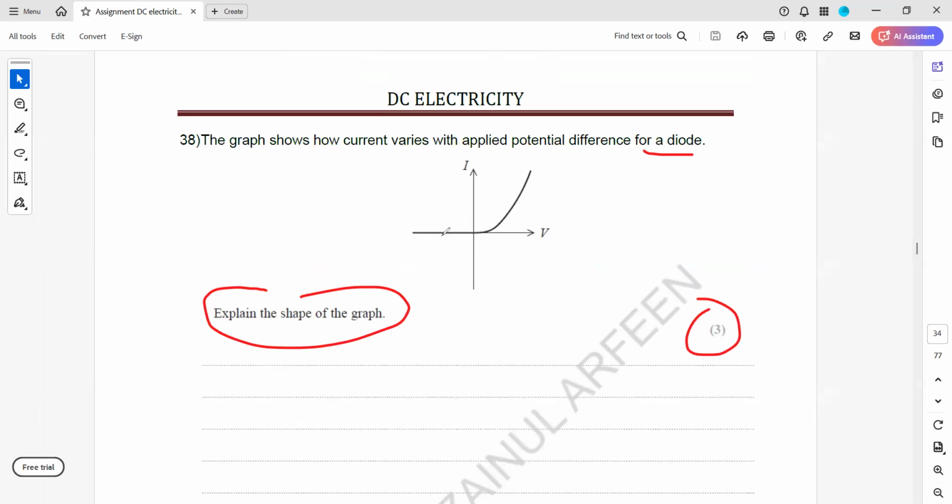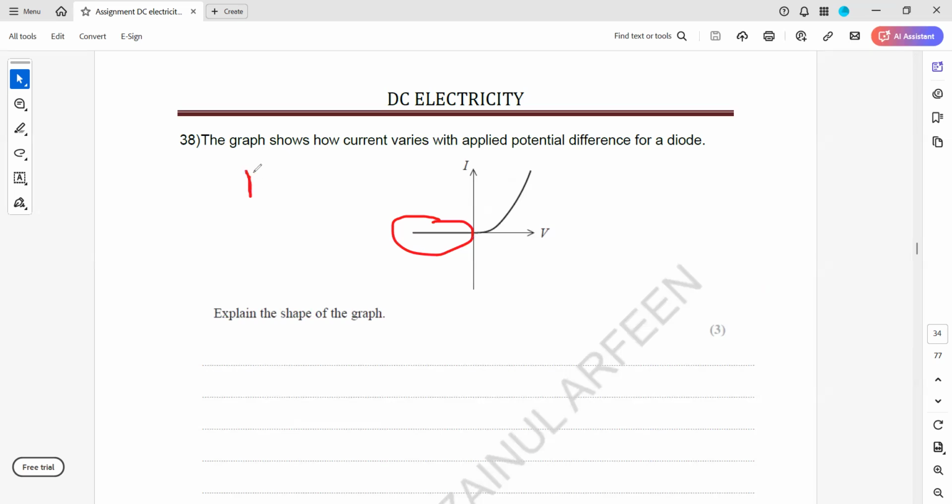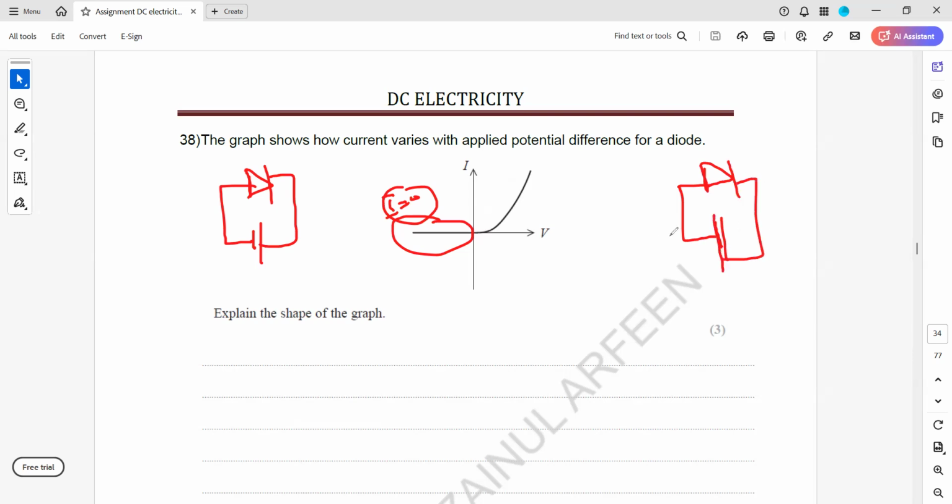the current is zero for the negative voltage. Like when we connect the diode the other way around, there is no current. So current is zero when a negative terminal is connected directly to the diode. But there will be a current when a positive terminal is connected to the P type. So the current is zero for the negative voltage, as you can see.